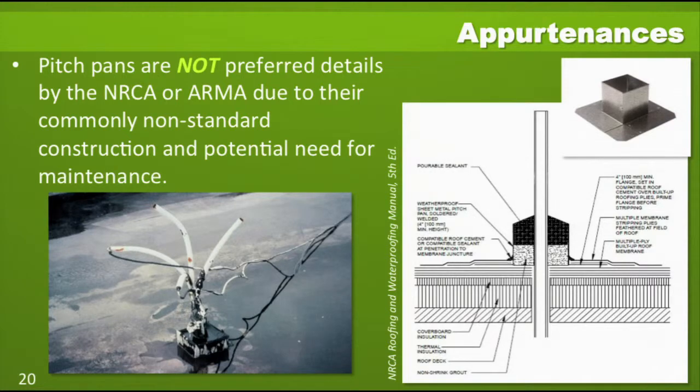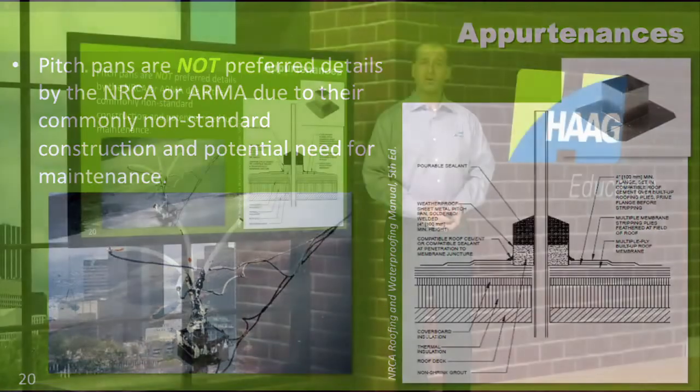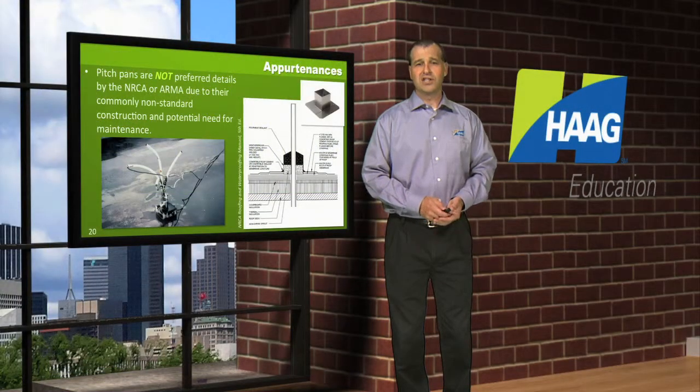When you're trying to get conduit lines from the outside to the inside of the building through a roof, often you see a detail known as a pitch pan. Though pitch pans are not preferred by NRCA or ARMA because normally they become a maintenance issue and they frequently cause leakage into the building.